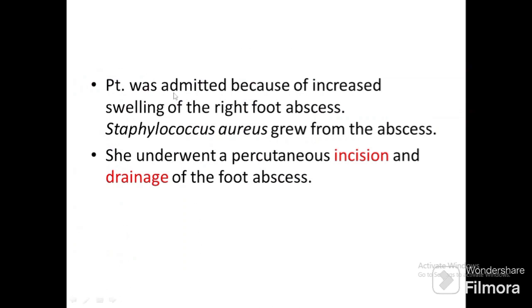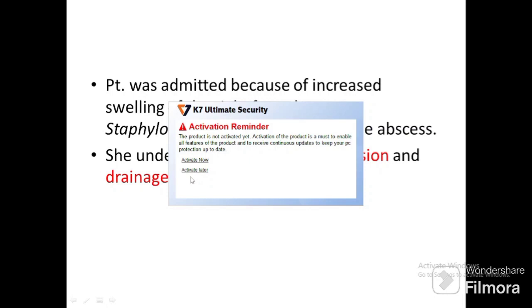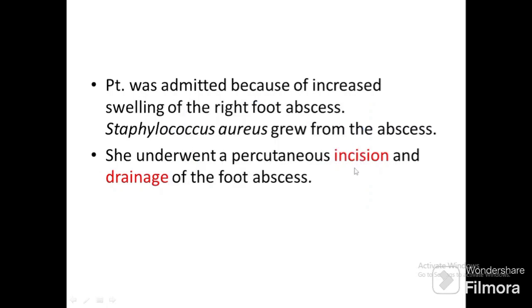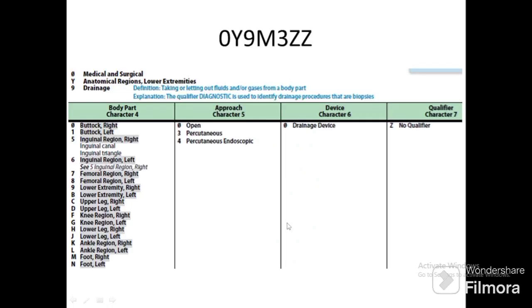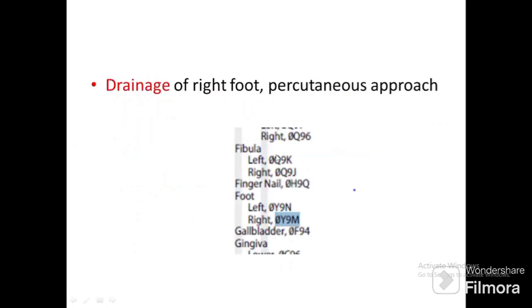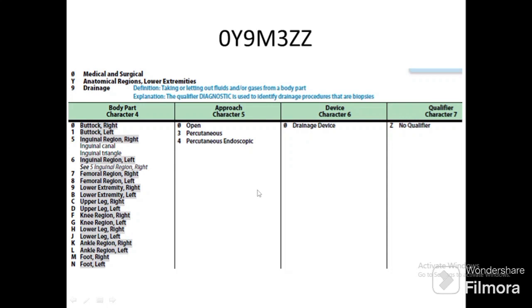And next example, a patient was admitted because of increased swelling of the right foot, an abscess, because staph aureus grew from the abscess. So she underwent a percutaneous incision and drainage of the foot abscess. So incision and drainage, the principal procedure here, and the root operation will be drainage. So search for drainage in the index, and under drainage, foot right one, so 0Y9. So 0Y9, search for foot and foot right, and the approach is percutaneous approach, and here there is no drainage device because there is no mention of a drainage device, hence Z, not 0. I got the wrong table, I think. So this table is wrong. So the device character will be no device and no qualifier.